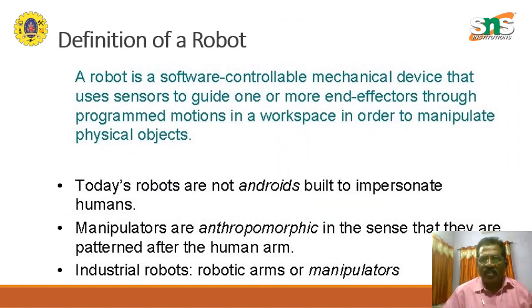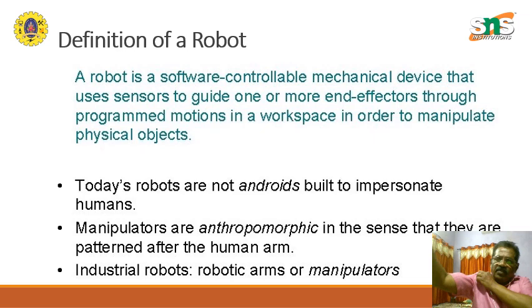Now, the definition of a robo goes like this. A robo is a software controllable mechanical device that uses sensors to guide one or more end effectors through programmed motions in a workspace in order to manipulate physical objects. Manipulation is talked about, and there is a workspace. It is a mechanical device, but it is controlled; it can be software controlled, and it operates on electric power. Today, robots are not androids built to impersonate humans. Manipulators are anthropomorphic in the sense that they are patterned after the human arm.